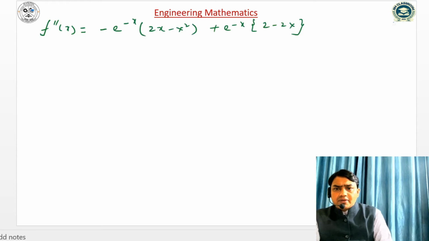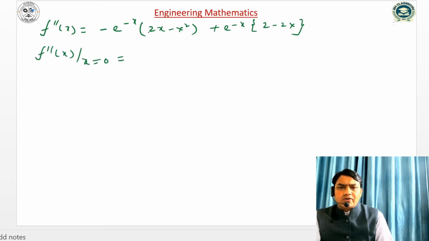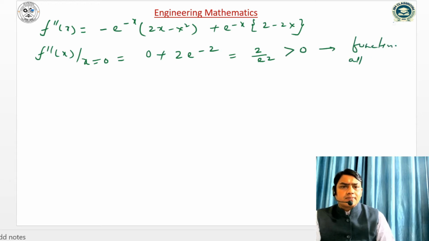Firstly, I am going to compute the f double dash x value at x is equal to 0. So it will be e to the power minus 0, which is 1, into 2, into e. So this value is 0, plus this value is 2 minus 2 into e to the power minus 2. So it will be 2 by e square, some positive value greater than 0, which means the function attains minima at x is equal to 0.